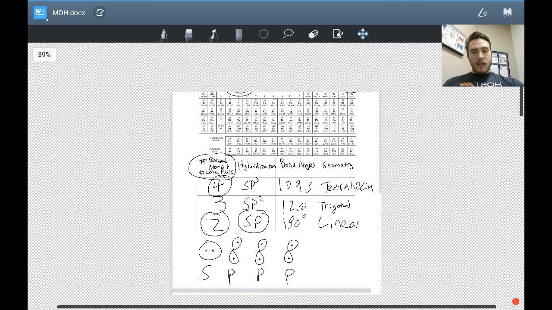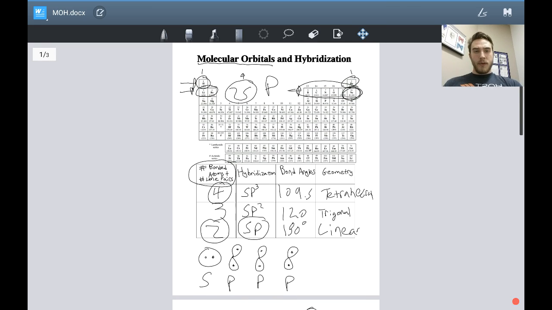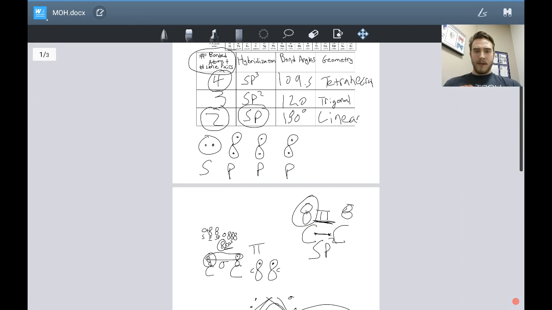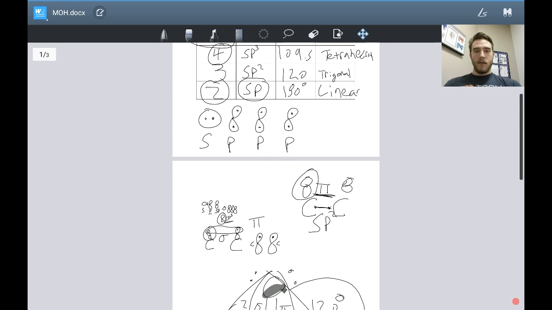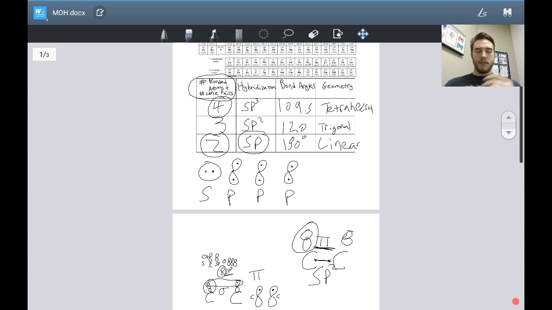So that is just a basic understanding of molecular orbitals and hybridization. I highly advise that you go through your homework labeling the hybridization of every atom in a bond. That'll give you some good practice of understanding the hybridization as well as bond angles and geometry.